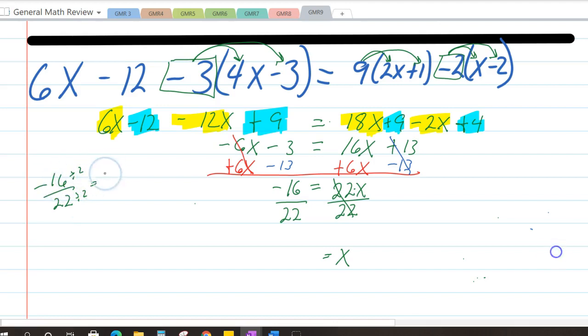-16 divided by 2 is -8, over 22 divided by 2 is 11. It gives me x is equal to -8 over 11. But it's backwards, so I rewrite it forward so that it looks correct. X is equal to -8 over 11.